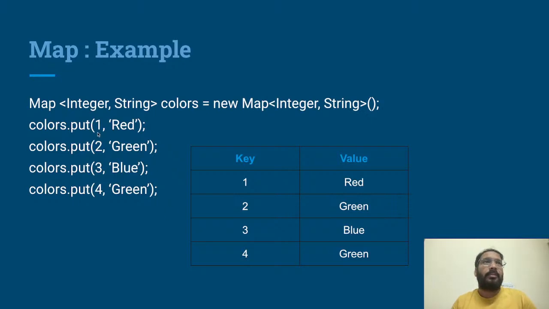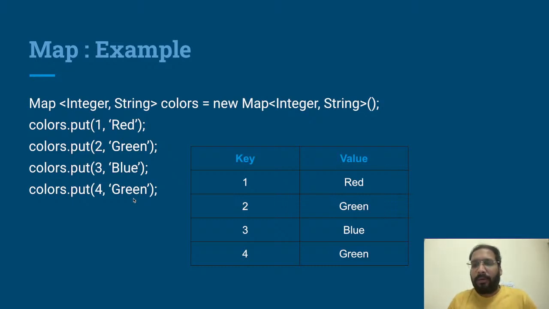And you can see the put method syntax. First, you need to add the key, then a comma, and then the value. And you need to respect all the data types. So if the key is of type integer, then you need to pass the first parameter as integer. If the value is of type string, you need to pass the second parameter as string.